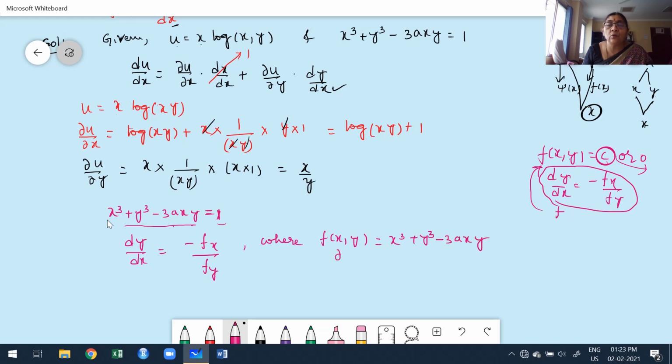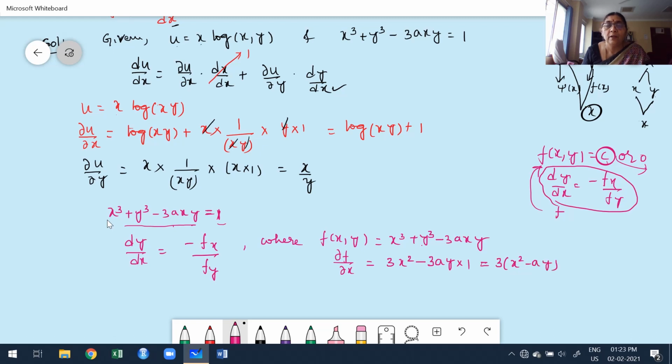What is dou f by dou x? With respect to x, y is constant, only temporarily, and the rest is just like an ordinary derivative. The derivative of x cube is 3x square. The y cube term is 0 because the derivative of a constant is 0. Minus 3a, y is constant, and the derivative of x with respect to x is 1. Taking the common factor from these two, it is 3 into x square minus ay.